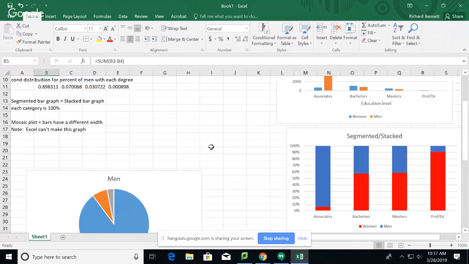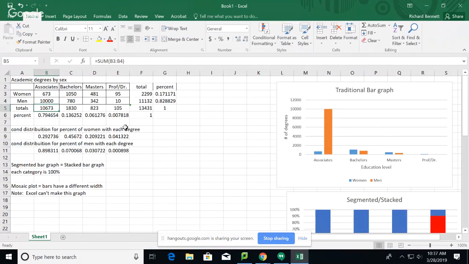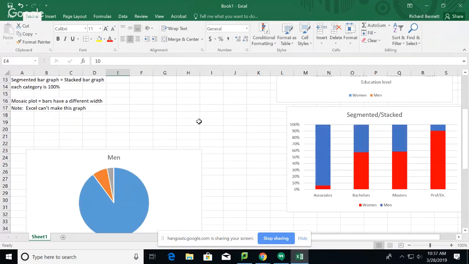Now, clearly you're not going to change your data, but what I'm trying to illustrate, look, we've got 10,000 men with associates and only 10 men with doctorates. So you can see the women are getting, what, 90% of the professionals, and they're only getting 5% of the associates. Okay? So that's where the stacked bar graph is more useful.